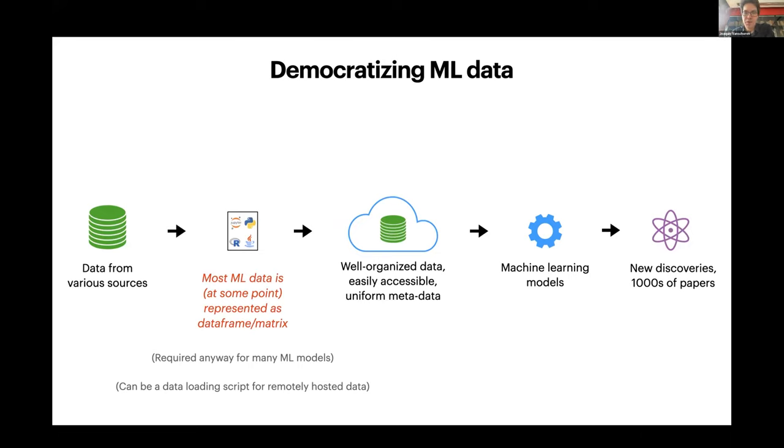So that's the core idea: we don't actually store all the raw data in their raw formats. We first transform it to data frames, and then we store the data frames alone. And of course, if the data lives somewhere remotely, it's also possible to have some kind of loading script that does this, because sometimes we cannot just store all data on OpenML. It's equally possible to have some scripts that on the fly transform information into something OpenML can interpret.